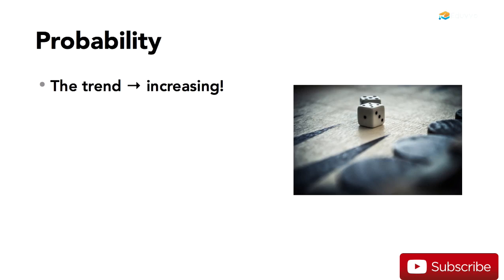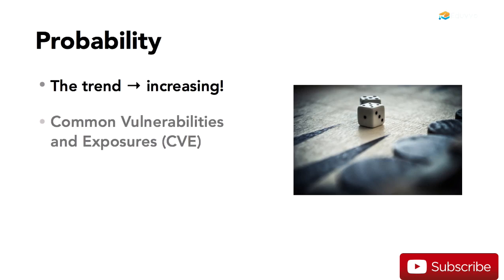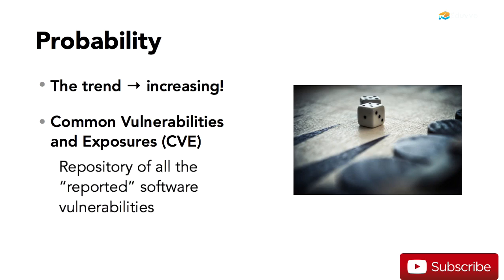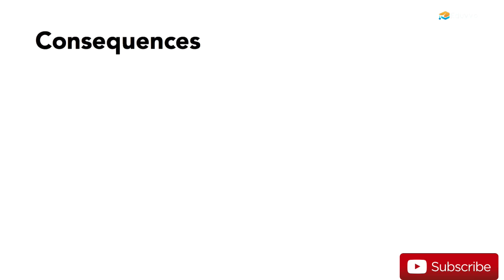You can check this out yourself by visiting the Common Vulnerabilities and Exposures, or CVE, website. The CVE website is a repository of all the reported software vulnerabilities. After going through the CVE list, your management team and software developers will definitely say that the software security threats are real and everywhere. The consequences of software security breaches are grave.